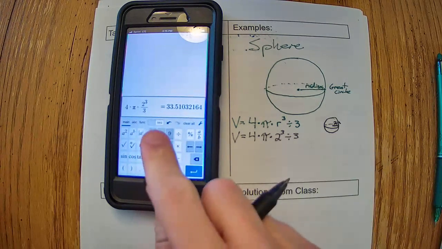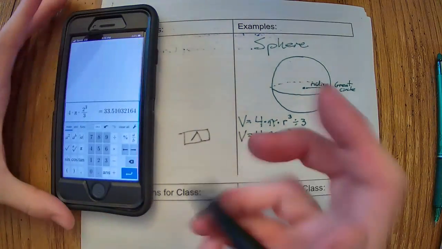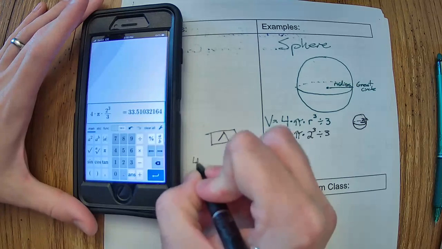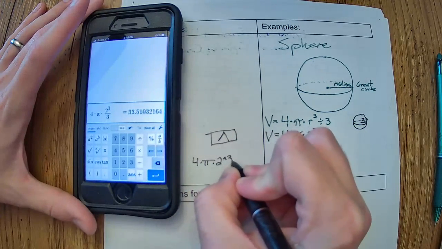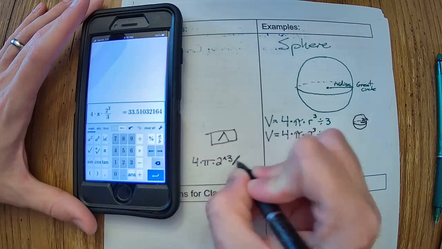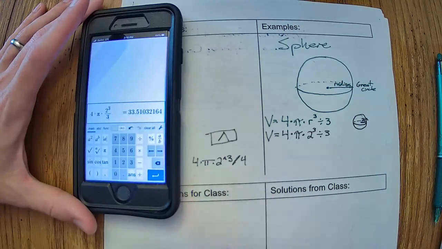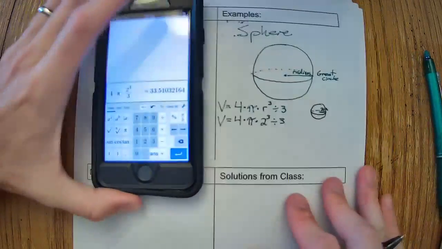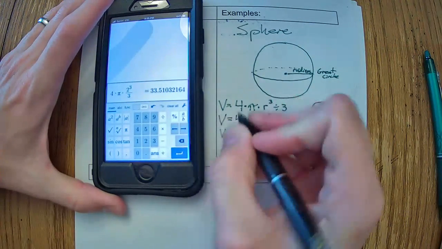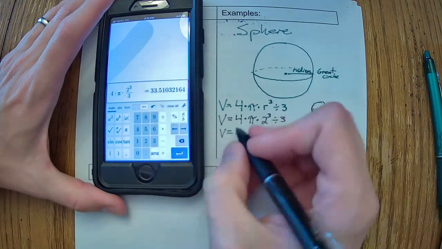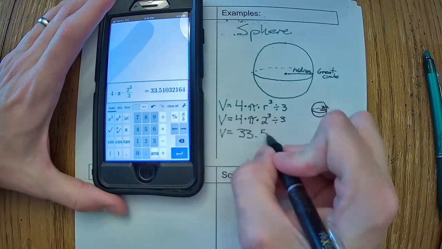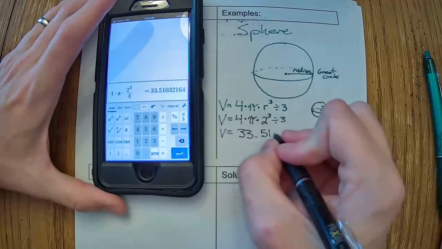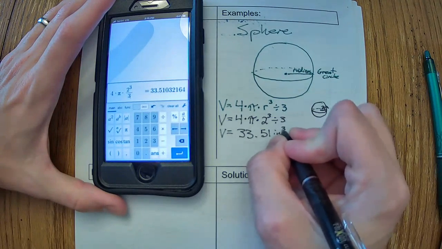Again, I'd rather it look like that. In your TI calculator, it would look the way I would prefer. It would be 4 times pi times your 2 caret key 3, and then it would have that division slant 4, which I think is a cleaner way of writing it. Both of them will get you the same answer though. So volume is equivalent to, and we'll round to the hundredths place again, so roughly 33.51, and we were measuring in inches, so inches cubed.